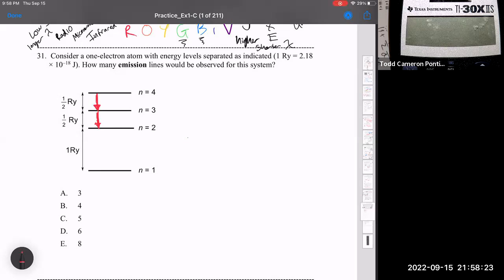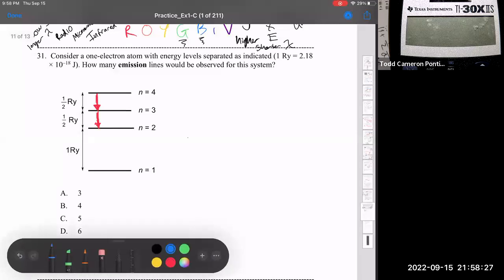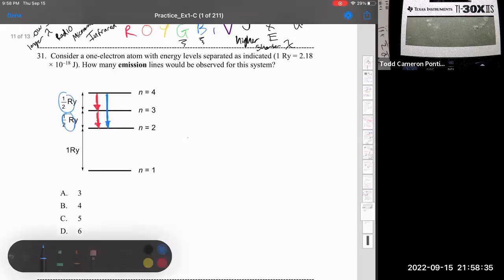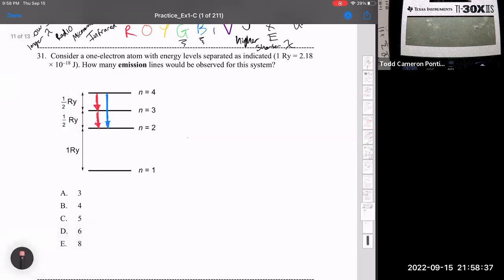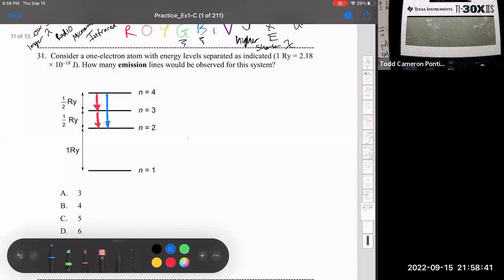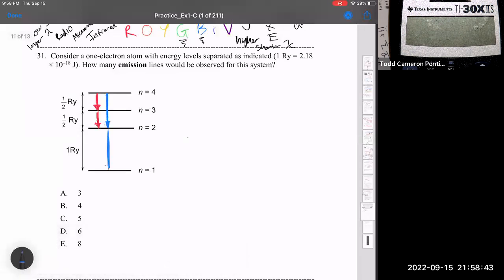But there's more combinations we can have. Like, for example, if we go from 4 to 3, or excuse me, 4 to 2, this is one full Rydberg, 1/2 plus 1/2. If we go from 2 to 1, this is also one Rydberg. So this would also create one unique line.